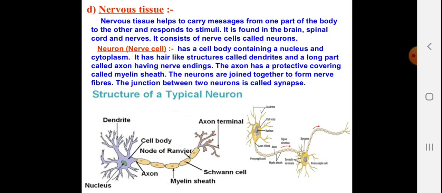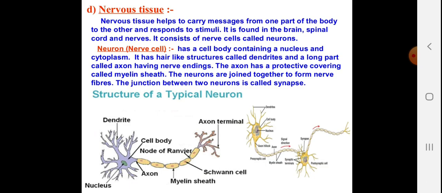Now let's talk about the last type of animal tissue, which is the nervous tissue. Nervous tissues are made up of neurons. This is the only cell which is visible to the naked eye. Nervous tissue helps to carry messages from one part of the body to the other. Whatever we are able to do, think, act, memorize, realize, react, sense, all this is dependent on the neurons and the nervous system. If somebody's nervous system stops working, we say that the person has gone into a coma. They cannot respond and react to situations.